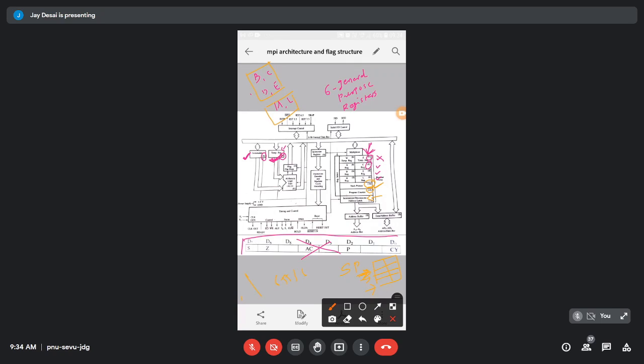So what is the function of this block? It is used to increment or decrement the content of the stack pointer or program counter by 1.